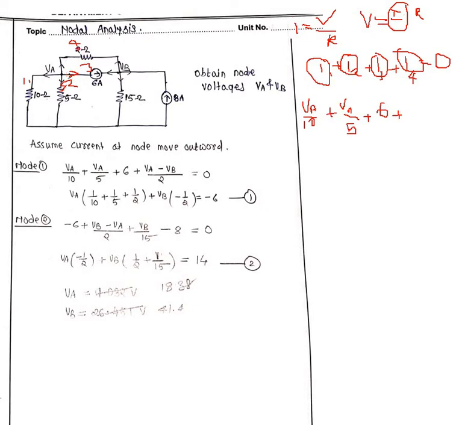See here, next one, the fourth current. Here is VA, here is VB. Between them a 2 ohm is there. Then how to write? VA minus VB divided by 2 ohm, equal to 0. I hope you understand about the first node.